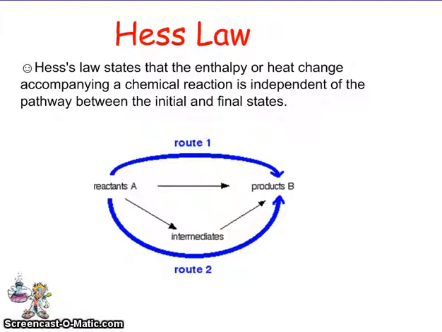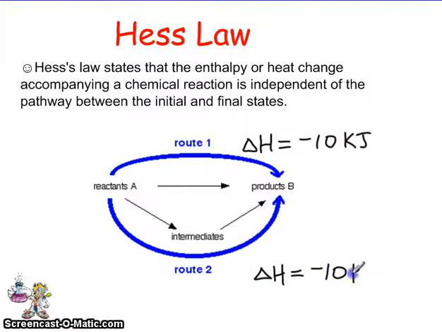What this means is if you start with reactant A and perform a chemical reaction to make products B, if the enthalpy change for this reaction was negative 10 kilojoules, if a second route was taken to take the reactants A and convert them to products B in 2 steps, route 2, the overall enthalpy for the reaction would be negative 10 kilojoules.